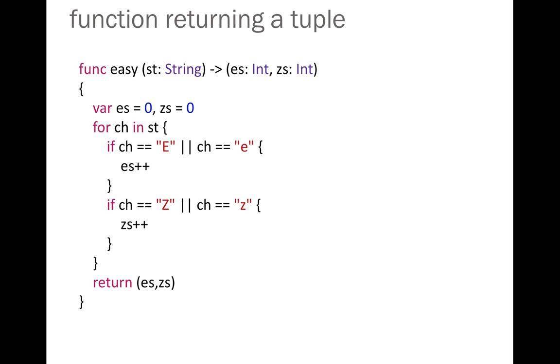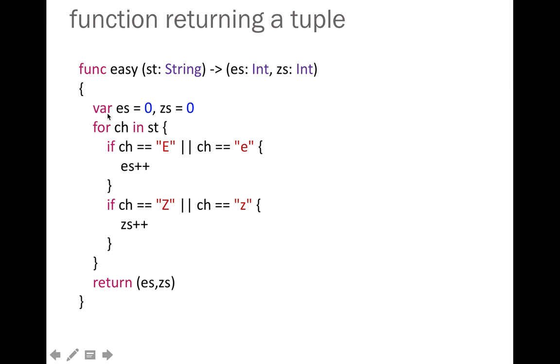See here, we also talk about how a function can return a tuple. That's very interesting. For example, we have a function called easy. The input parameter is st, and the type is String. Then for the return, we put an arrow, and the return is a tuple. It returns two things. One is es, which is an integer type. gs is also an integer type. So that returns a tuple.